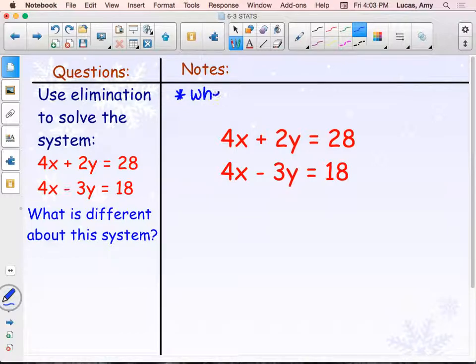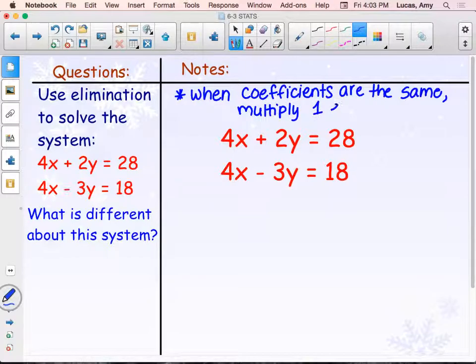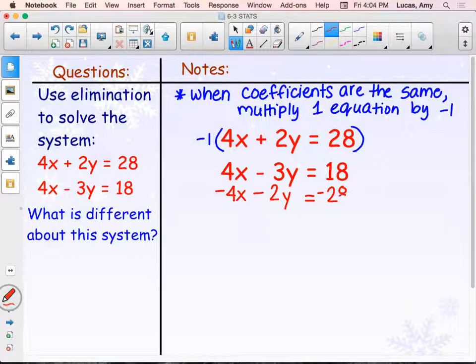So when coefficients are the same, we're going to change the system so that instead they're opposites. And to do that, we multiply one of our equations by negative 1. Okay, because you know that multiplying by negative 1 changes the sign. Negative 1 times 4x is negative 4x. Negative 1 times 2y is negative 2y. And negative 1 times 28 is negative 28.